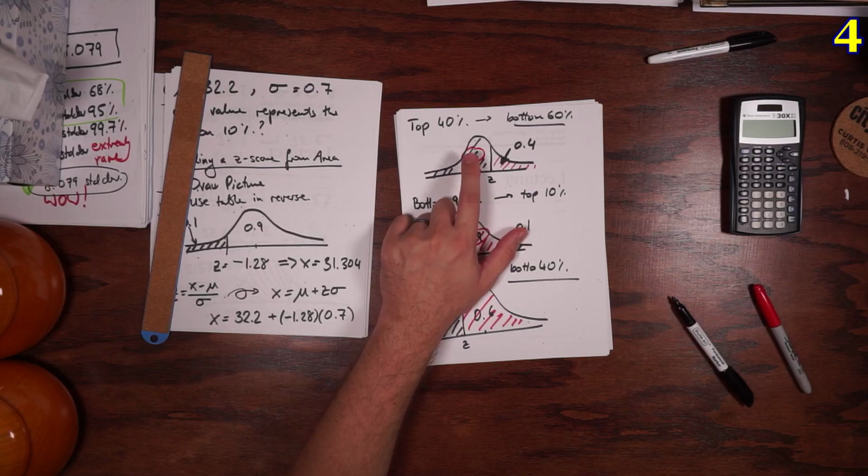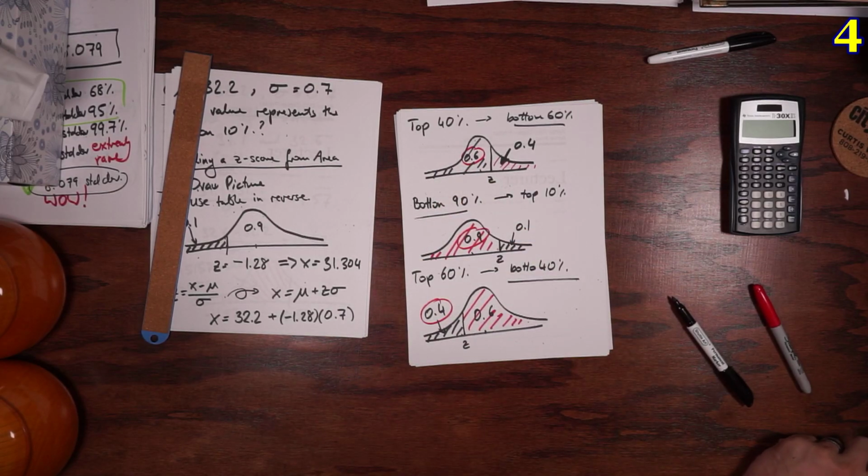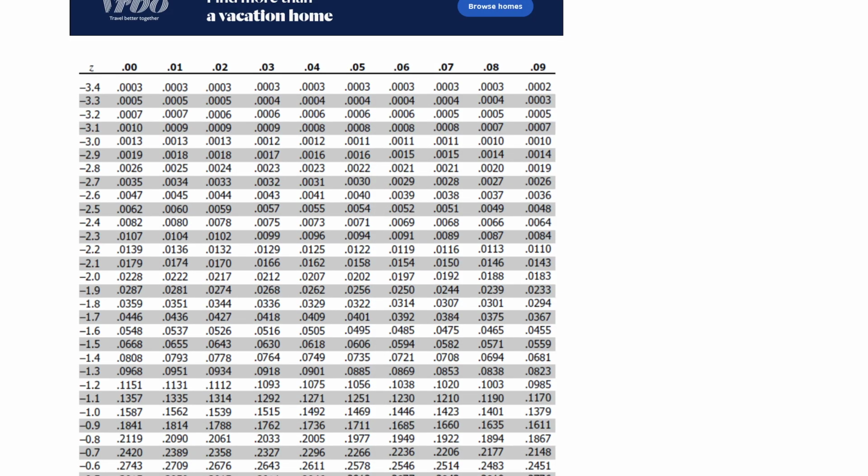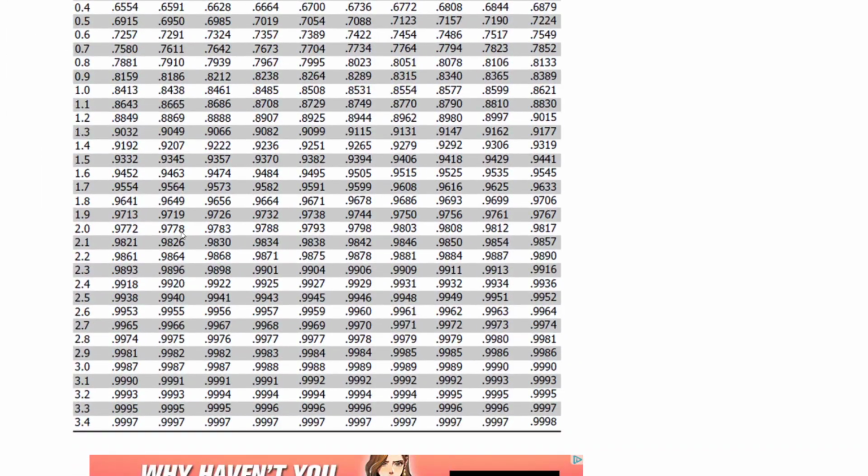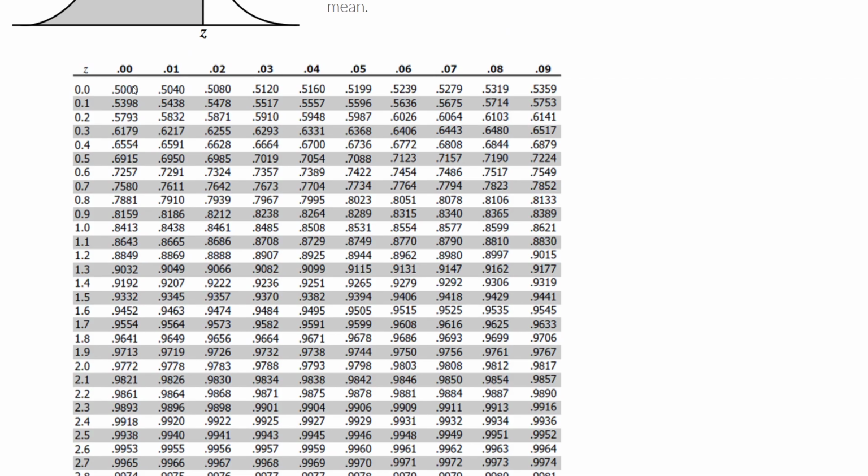So let's look at 60. Where is 60? 50 is at 0, so 60 will be right here, between those two. This one's closer, so that's 0.25.